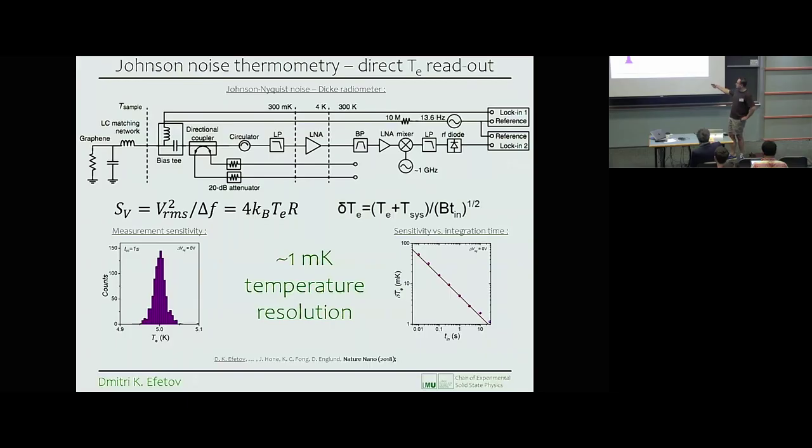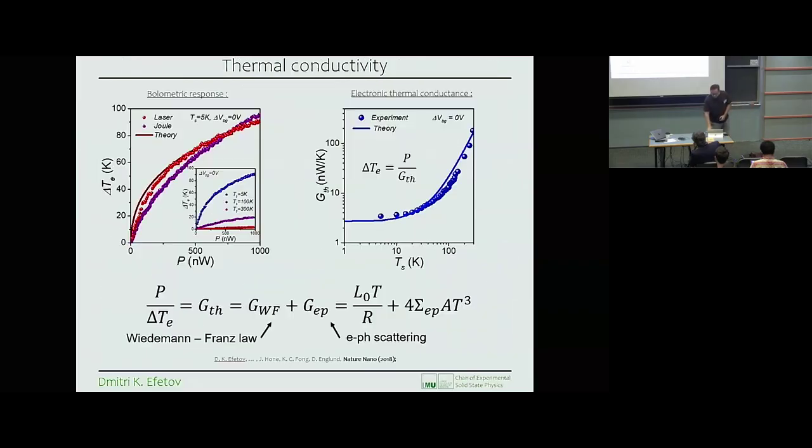And basically, long story short, if we integrate long enough, of course, this is a very slow measurement scheme, we can get an electronic temperature readout of around 1 millikelvin. Okay, so using this thermometer, we can already do two things. We can use the bolometric response in order to derive the thermal conductivity in the device.